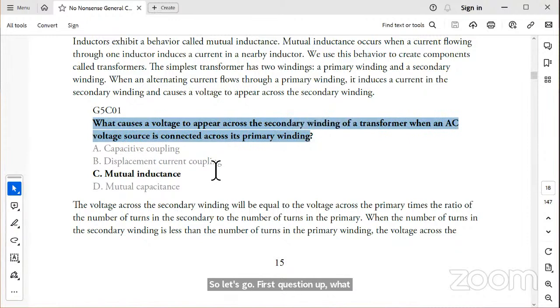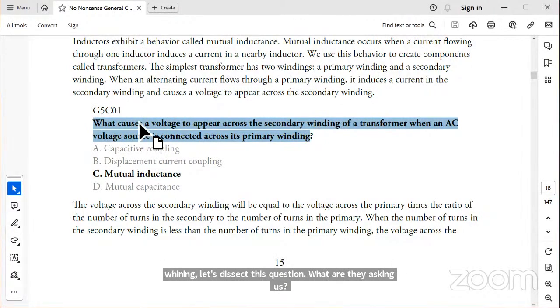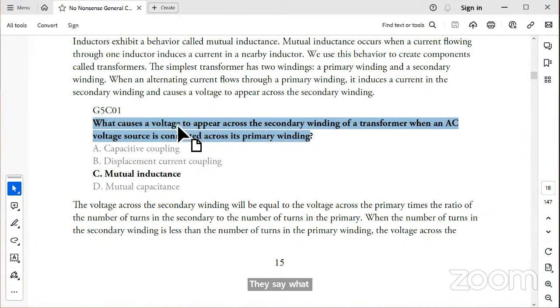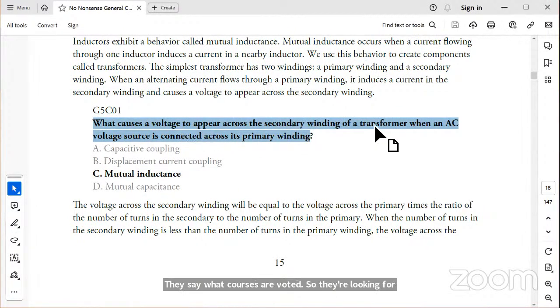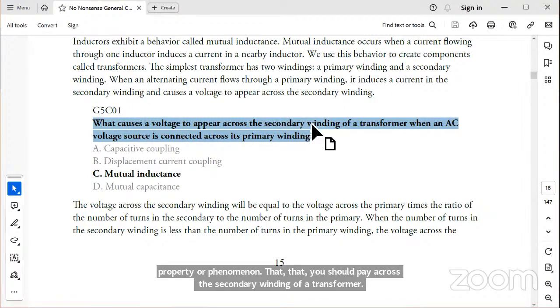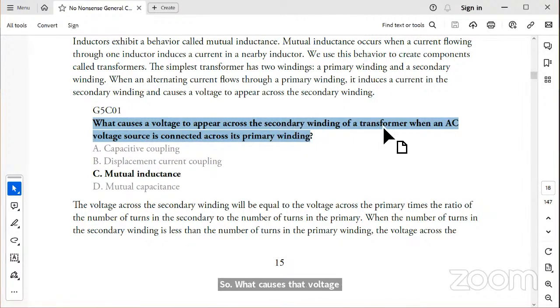What causes a voltage to appear across the secondary winding of a transformer when an AC voltage source is connected across its primary winding? Let's dissect this question. What are they asking us? They say, what causes a voltage? So they're looking for a property or phenomenon that causes that voltage to appear across the secondary winding of a transformer. When what? When an alternating current voltage source is connected across its primary. So you apply an AC voltage to the primary, and we know what happens in a transformer because of that property that we're talking about.